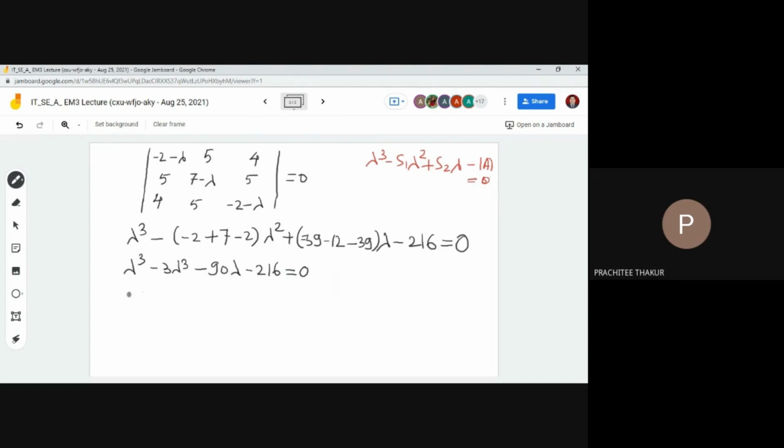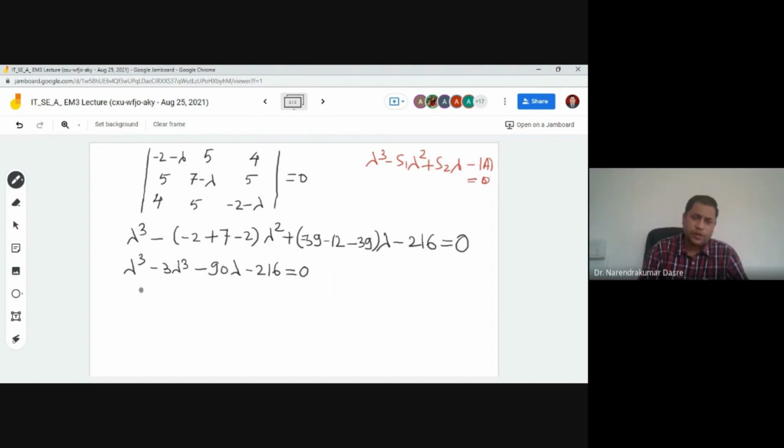12, minus 3 and minus 6. So it will be lambda plus 3, lambda plus 6, and lambda minus 12 is equal to 0. These are the factors we'll have, and then we can have the roots. Lambda is equal to minus 3, minus 6, and 12.